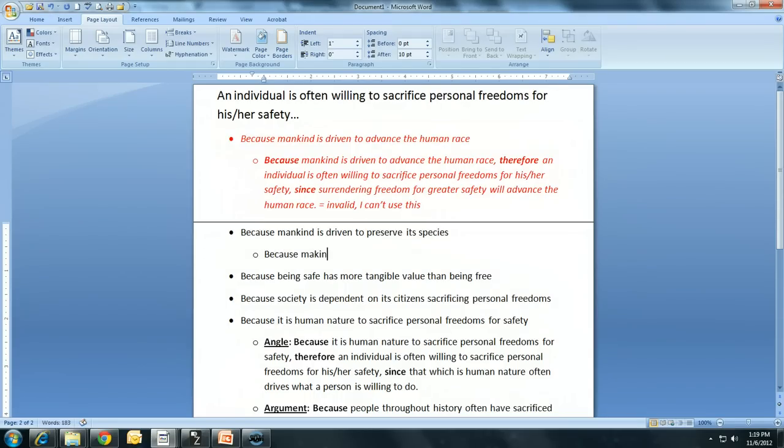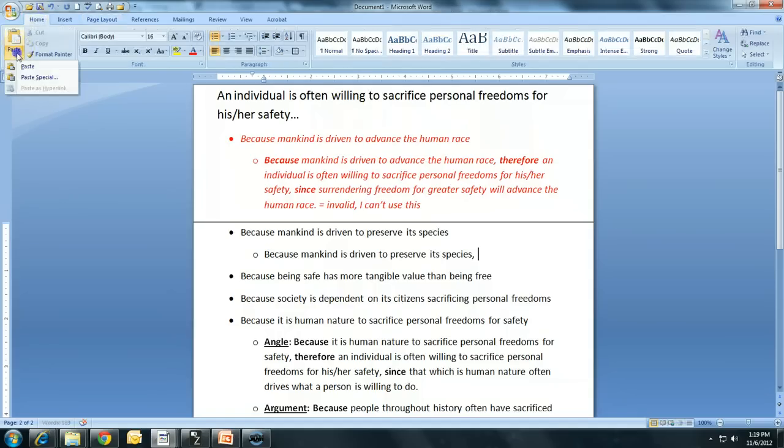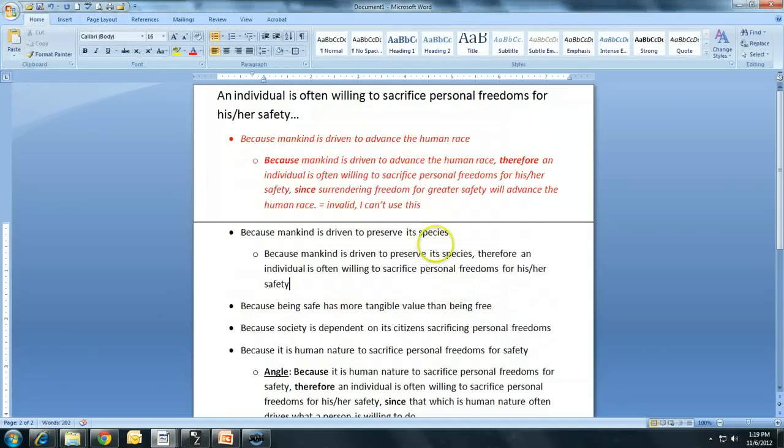Because mankind is, I don't need to type that over again. You just copy and paste. Because mankind is driven to preserve its species, therefore, use the same claim, because I'm still testing it against my thesis statement. Since prioritizing safety over freedom will help preserve the species, or help preserve a species.